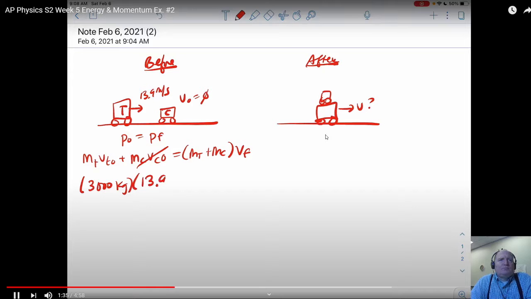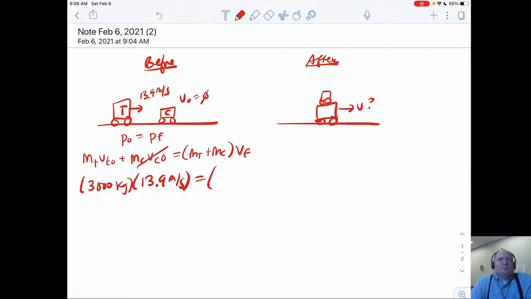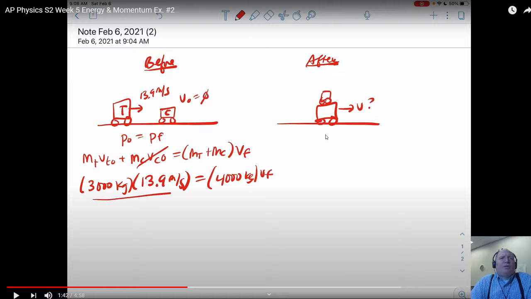I mean, I guess there could be a situation where not, but okay, and then that's 1,000, so that's 4,000 kilograms times VF. Okay, so 3 times as heavy, so 3,000 down to 1,000. Yeah, so this is 3 times as heavy as that one. So it smashes in. I'm just trying not to do the math in my head. I'm just trying to use my gut here. So I think it's definitely going to slow down. It's going to be less than 13.9.